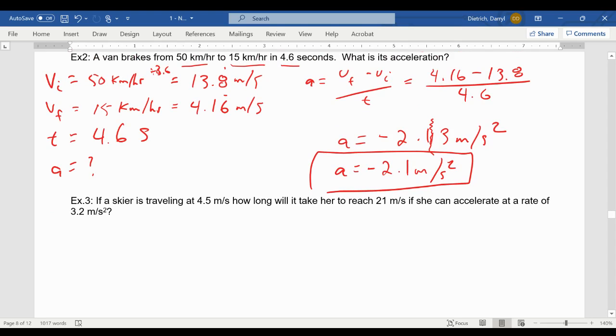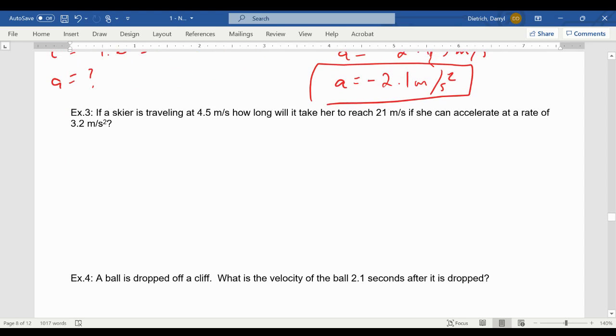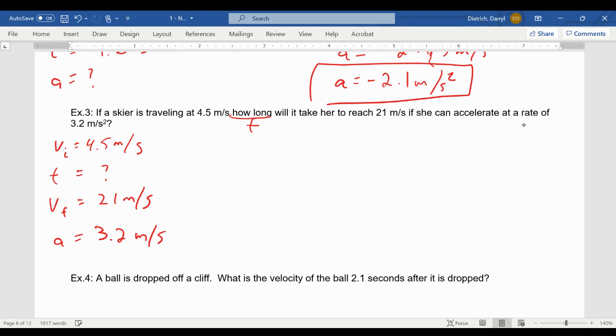Okay, next up is example 3. This time we will solve for a different variable. If we have a skier traveling at 4.5 meters per second, how long will it take her? How long is asking us for time, so I'll jot that down right now. How long will it take her to reach 21 meters per second? That will be our final velocity, if she can accelerate at a rate of 3.2 meters per second squared. So this is someone traveling down a hill.